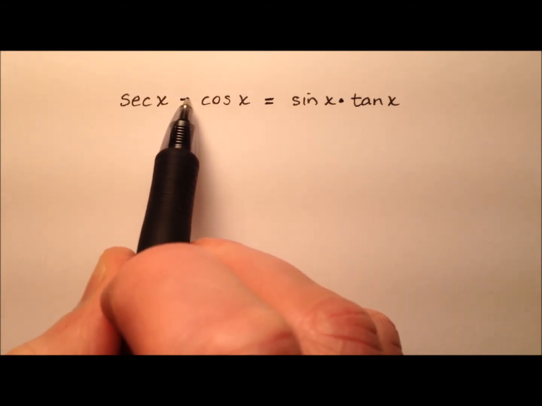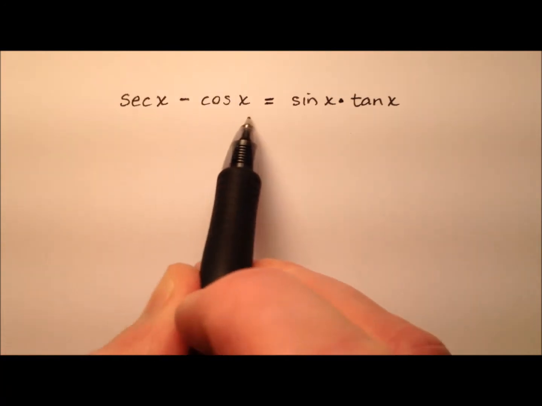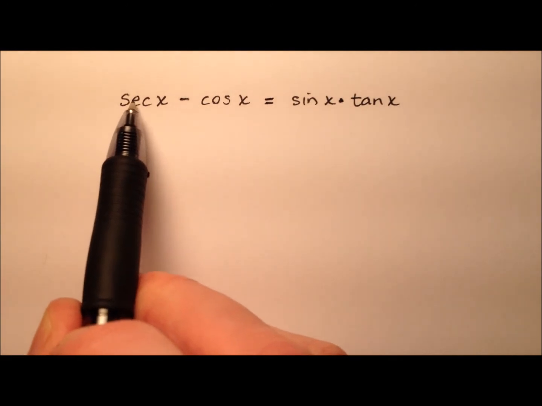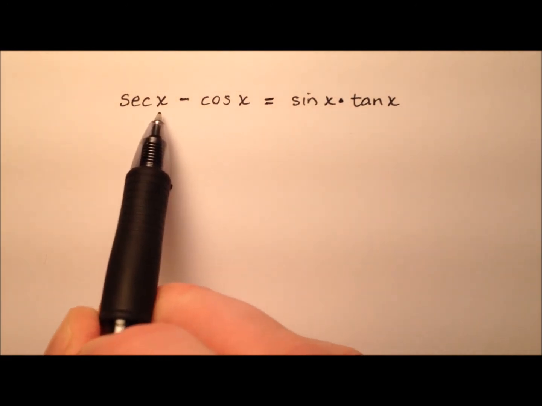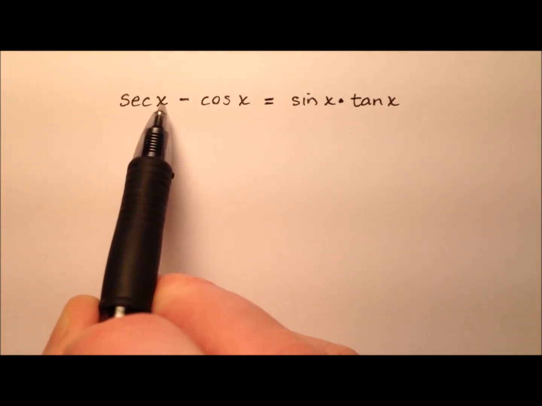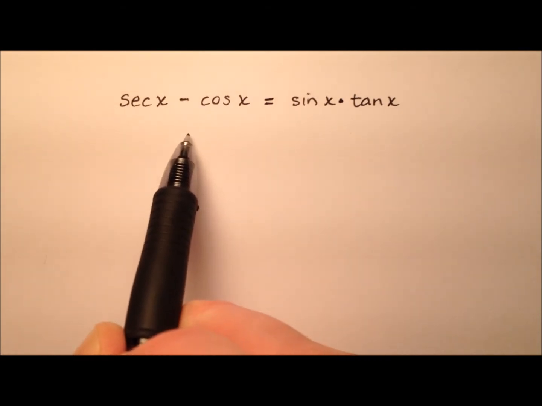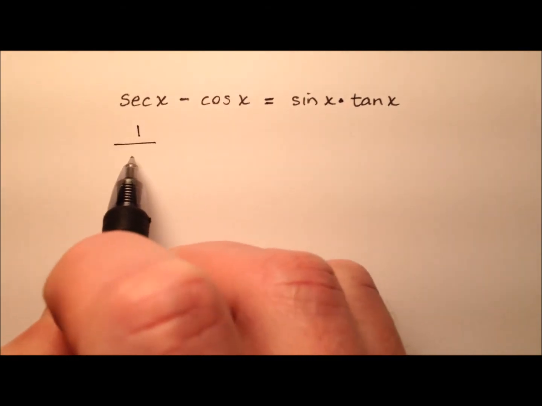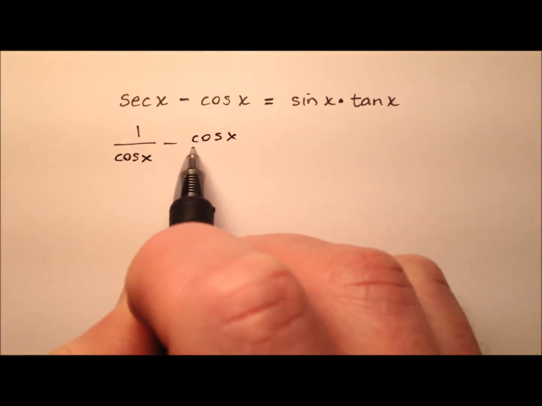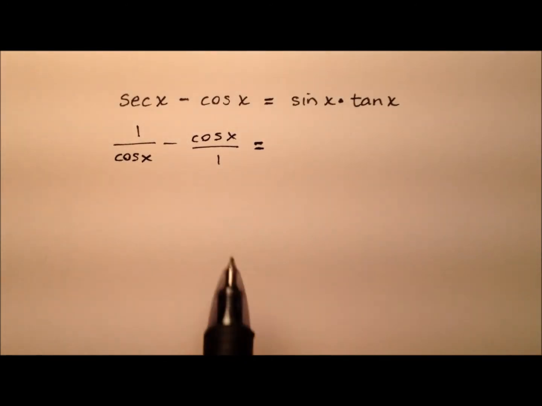So probably it's going to be easiest to work with the subtraction side, so we're going to manipulate this left side into looking like the right side. Okay, so secant x minus cosine x. I think the best thing to do to start with is to take this secant x and make it 1 over cosine x, so both of these terms on the left side are in cosine. So let's do that, and it looks like 1 over cosine x minus cosine x over 1 equals, and then of course we have that right side.